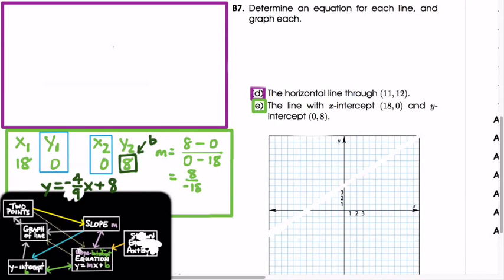So let's talk about Part D. Part D gives you information about a line that's coming at us in a slightly different form than that which we're used to. So D asks you to find an equation for the horizontal line that passes through the point (11, 12). So how did you approach this problem?